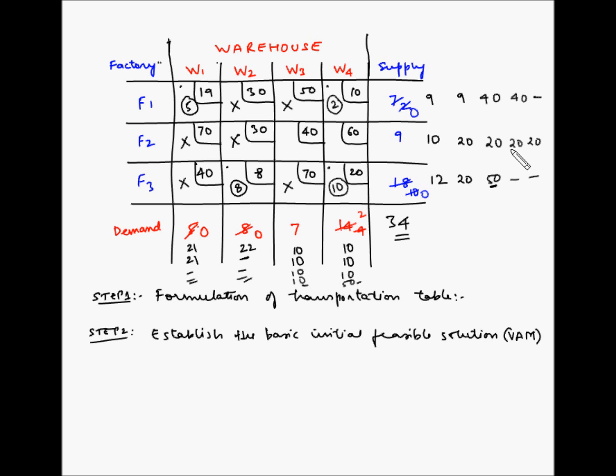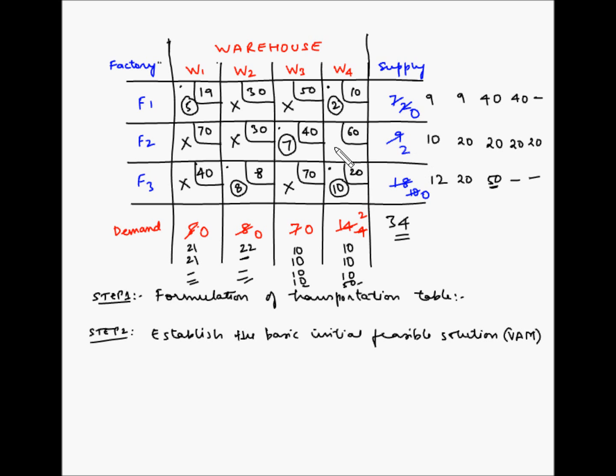So let's allocate the maximum units to the cell which has the lowest cost for F2, and that cell is F2W3. Now let's evaluate the supply and demand condition for F2W3. So F2 has a supply capacity of 9 units, while W3 has a demand of 7 units. So let's allocate 7 units here. Now with this allocation, the demand at W3 is 0, and the remaining supply capacity at F2 is 9 minus 7, which is 2 units.